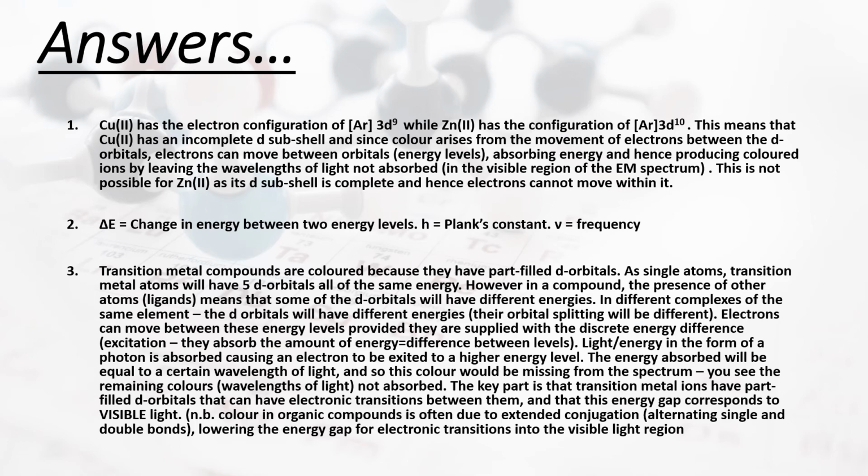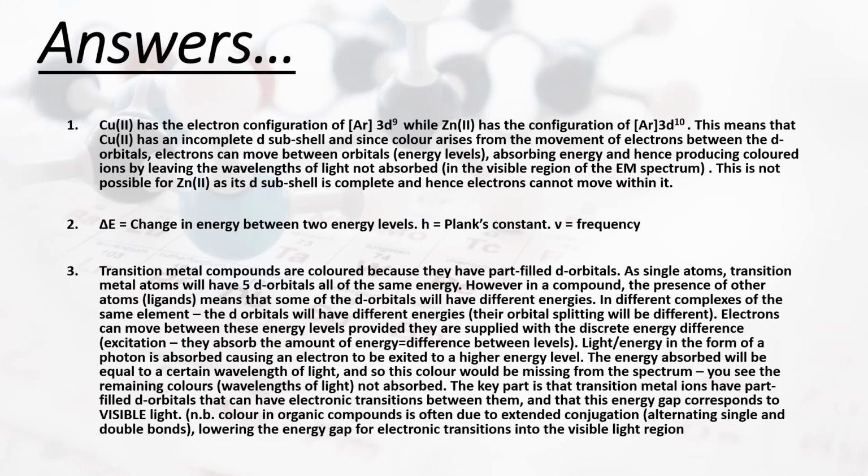And because colour arises from the movement of electrons between d orbitals, it's imperative that we have partly filled d orbitals. We need a space to move a lower electron up to a higher energy space. If we have these incomplete d orbitals, then our electrons can move between the higher and lower energy levels when they split in those different shapes. When the electron moves up, it absorbs energy. That corresponds to particular colours and wavelengths of light, and therefore it produces coloured ions by leaving the wavelengths of light that are not absorbed, which are in the visible region of the electromagnetic spectrum.